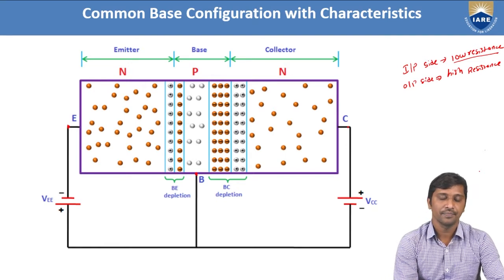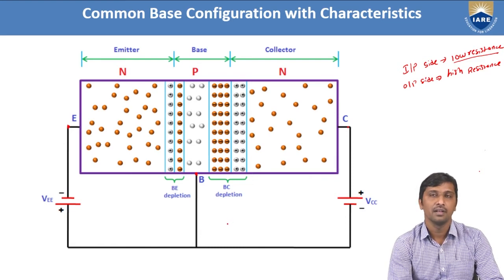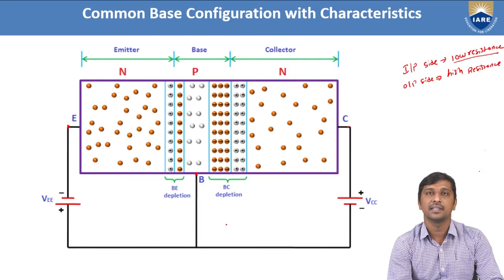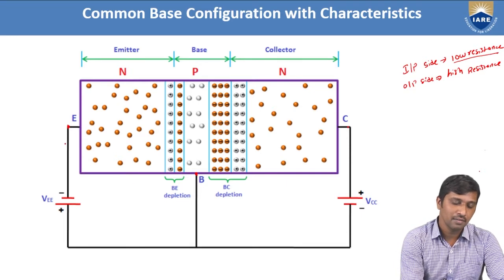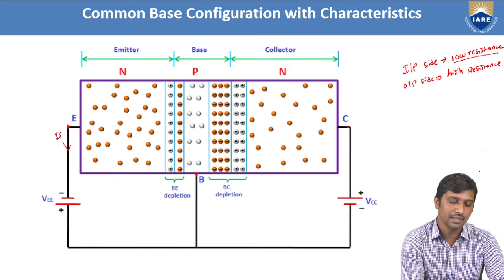After this biasing, we need to identify the parameters. Based on this common base configuration, we know that the emitter acts as the input terminal and the collector acts as the output terminal. Now we need to measure the current as well as the voltage on the input side. The voltage is measured between the emitter with respect to the base, and the current is measured across the emitter. Whatever current we measure across the emitter is represented as IE.